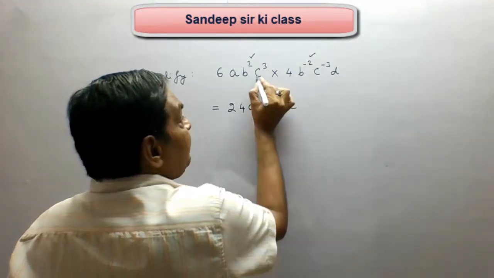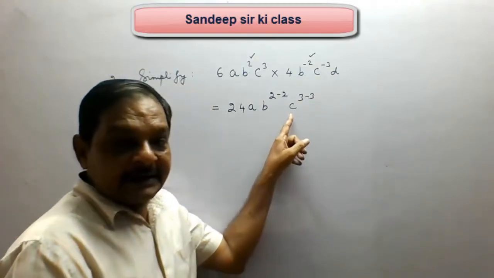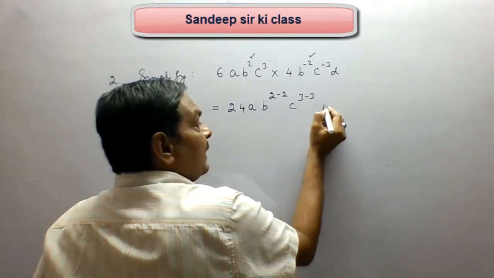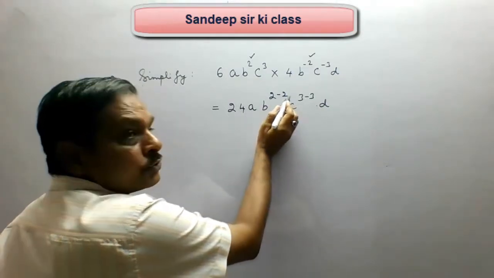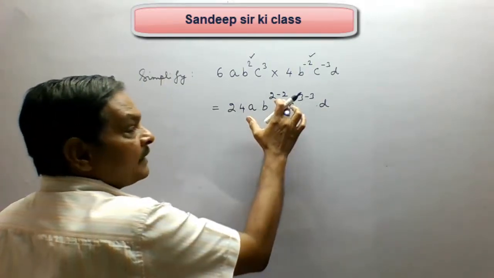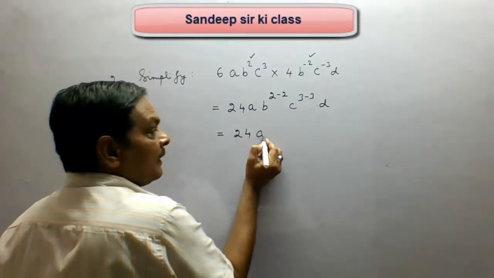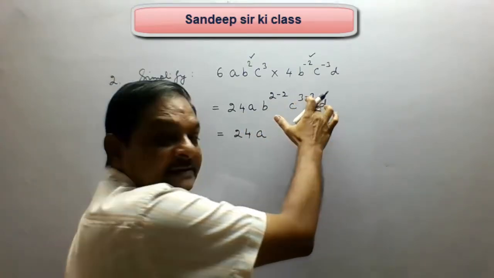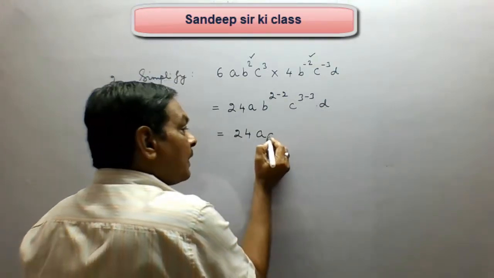Power of c here is 3 and here it is minus 3, powers will be added, base is c, so it will be c raised to the power 3 minus 3, and d has come as it is. Now b raised to the power 2 minus 2, 2 minus 2 is 0, and any number raised to the power 0 is 1, so b raised to the power 0 is 1. So 24 has come as it is, a will come as it is, b raised to the power 0 is 1, again c raised to the power 3 minus 3, 3 minus 3 is 0, so c raised to the power 0 is 1 and d will come.